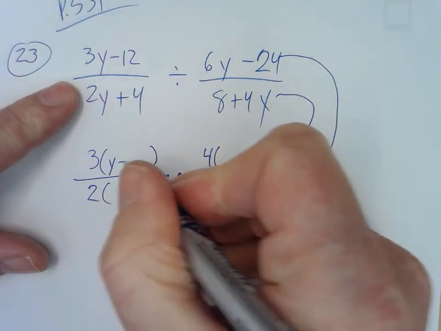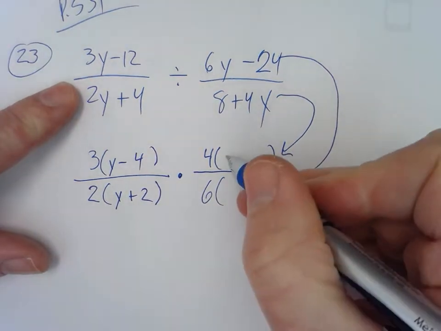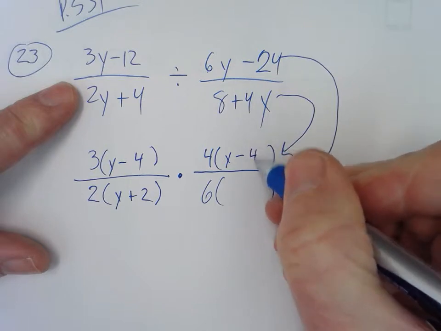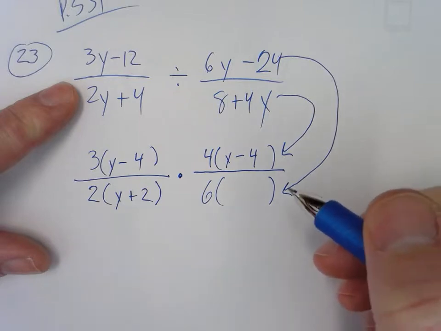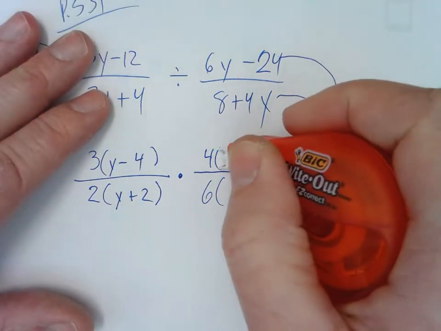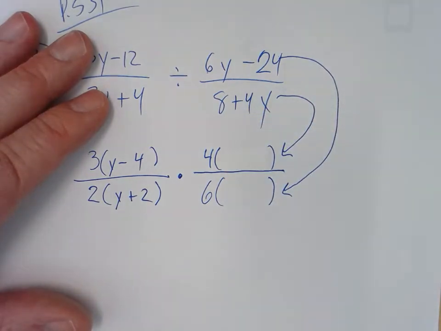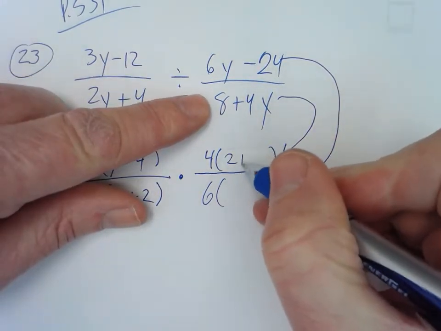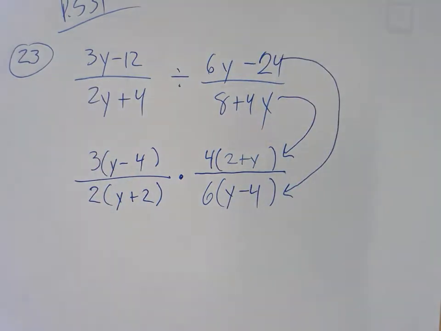So it's y minus 4, and then y plus 2, and then y minus 4. Oh, whoops. I didn't do the flippy thing, did I? There, I caught myself. I confused myself. Okay, so this guy is going to go up here. So this would be 2 plus y, and then this one would be y minus 4. There we go. Now we're cooking.